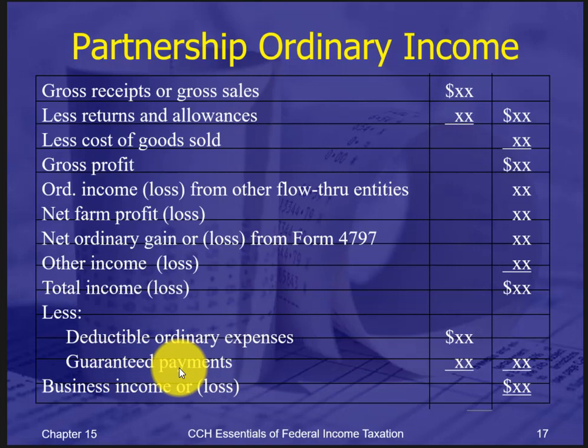Guaranteed payments are like salaries, but you don't have to do withholding and other things for the partners, usually in return for a set amount of services or some type of commitment of time, so that it evens out. So you could give one partner who spends more time a higher guaranteed payment than another partner who doesn't spend as much time. That sort of thing. That's what guaranteed payments are. Those are subtracted out to get ordinary or business income.